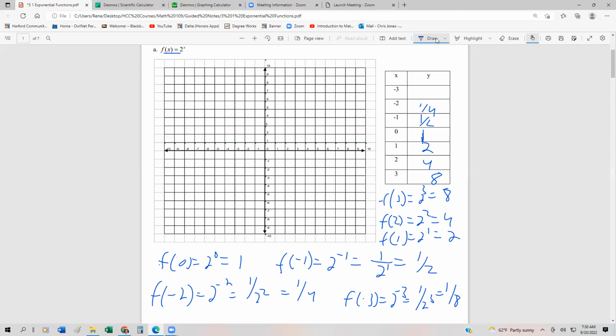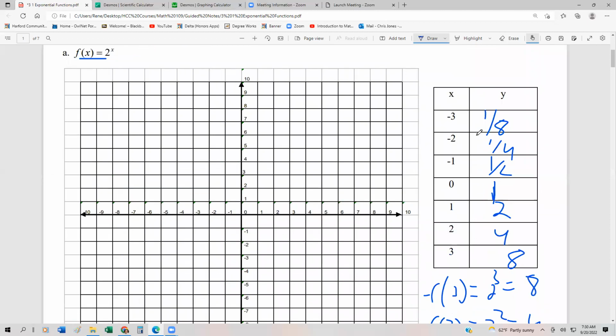All right, so now that we have these points, let's go ahead and plot them. And I'm going to zoom in just a little bit just because of the 1/8 and the 1/4 and the 1/2. So we have negative 3, 1/8, which is just about going to be on the axis. And then negative 2, 1/4, which is just a little higher. And then negative 1, 1/2. And then we get 0, 1.